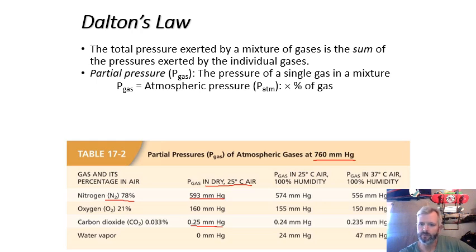One thing I want you to notice here also is when we heat the air and we add water vapor to it at 100% humidity, you can see what happens to the partial pressure of oxygen. It decreases. And if you remember, as we move air into our alveoli, we heat it and we add water vapor to it. So you'll see that the partial pressure of the air is actually not the same as the partial pressure when we actually get the air into the alveoli. It will be lower in partial pressure when we get there.